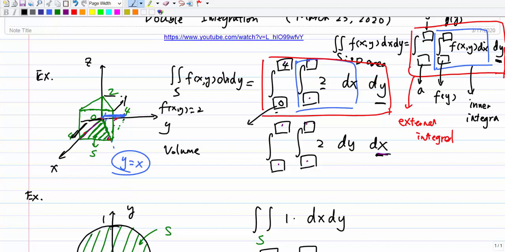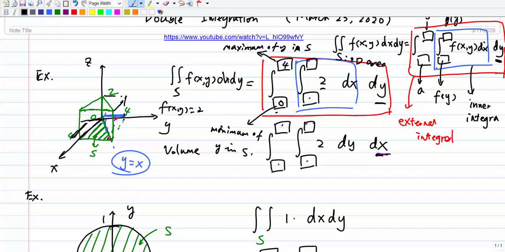So basically this one says the minimum of y in this S. Now this guy is the maximum of y in this S region. So that's what we figure out: 1, 0, 1, 4.